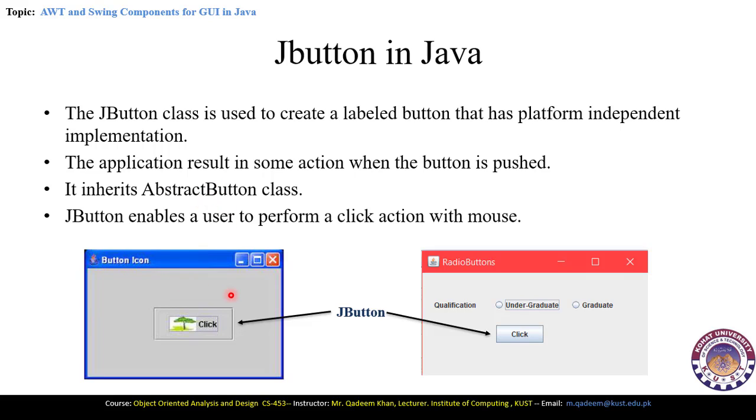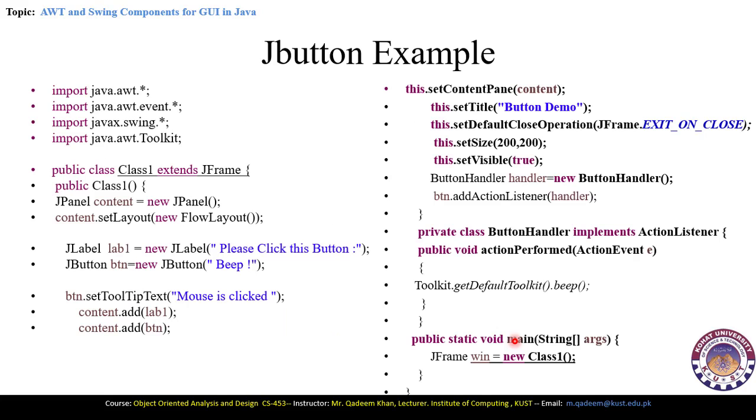JButton enables a user to perform a click action with the mouse. So by using a mouse, you can click here. Also, you can use the tab key to focus and then press enter to click these buttons. And you can see that here is the click label inside of this button, and also we have a small icon. So this means that we can also add an icon as well on the buttons here, but it is in fact an image. And also it can be just symbols by setting the title or the label over this button. This is the example of the JButton.